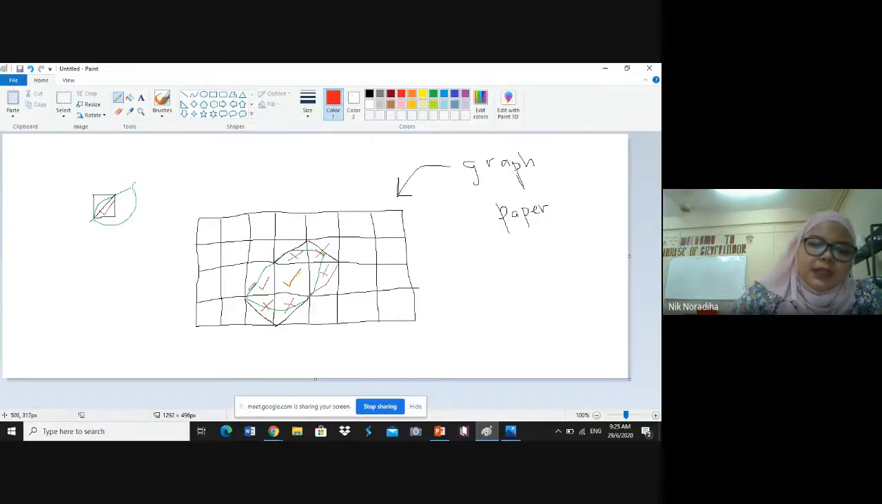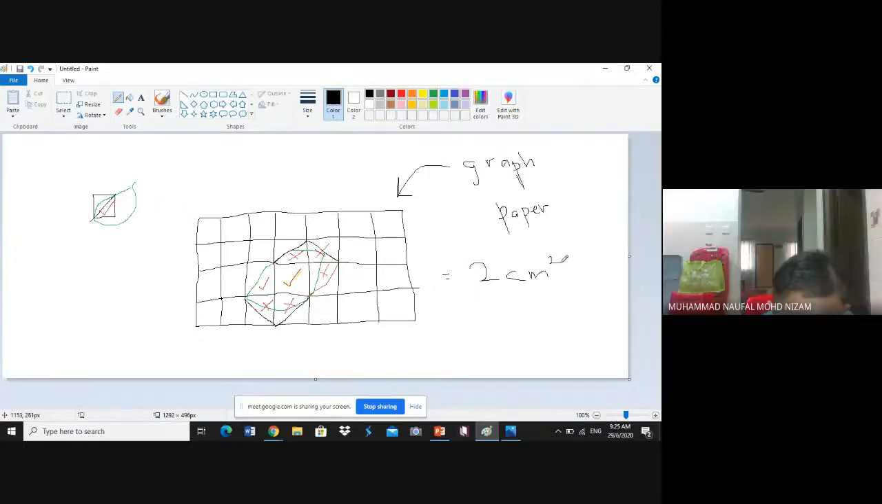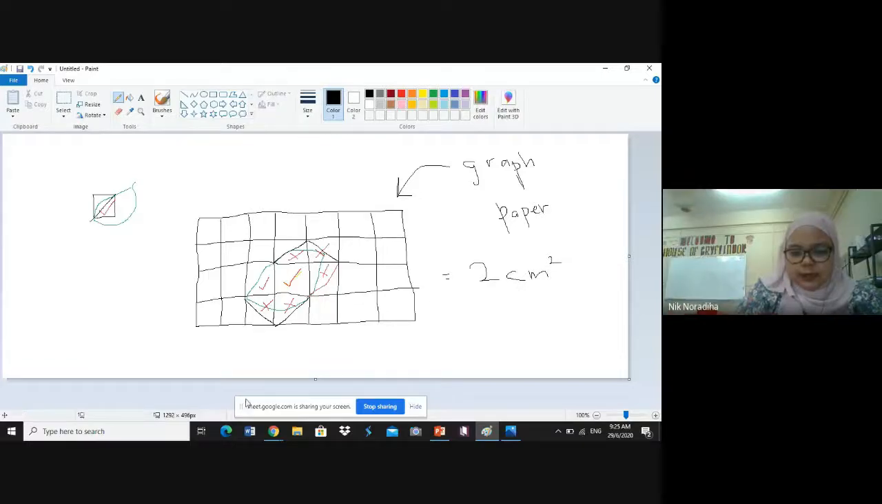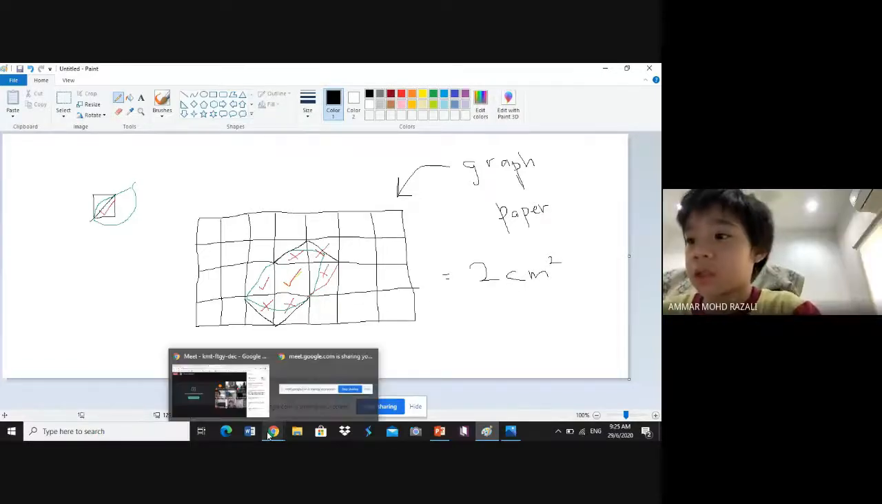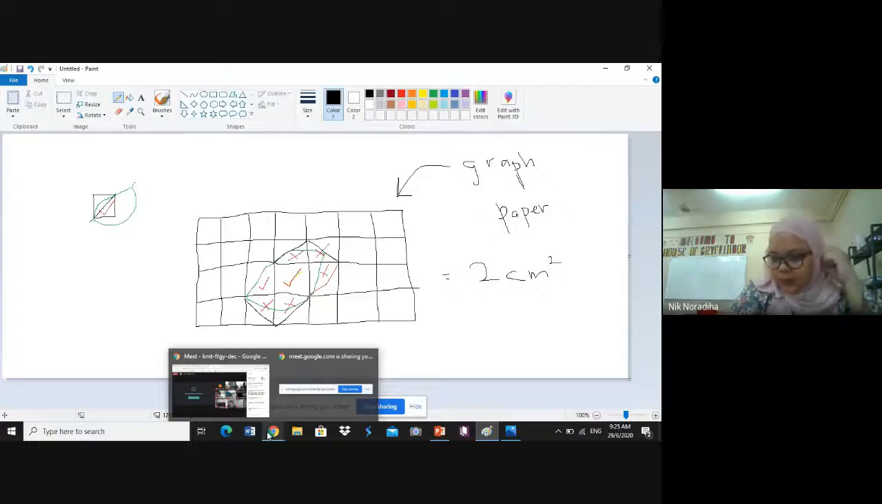So the area of the leaf that the teacher just drew, how many ticks do we have? Can you count it? Two. So the area of this one is 2 cm square only. Okay. So far, can you guys understand? Can you do the thumbs up if you can understand?